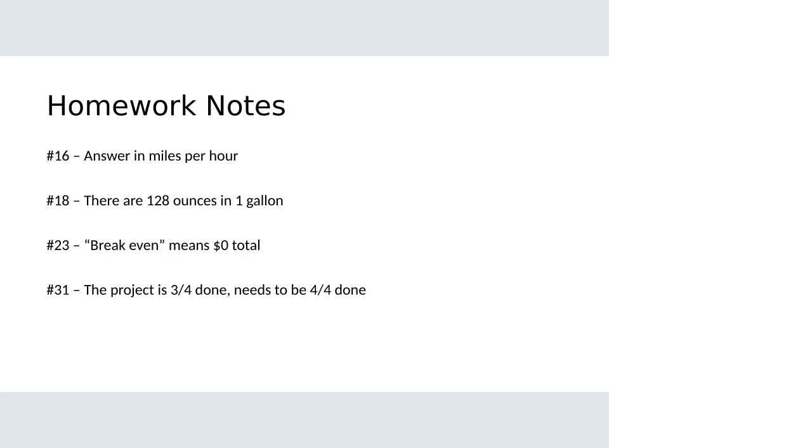Number 23, when it says break even, what that means is $0 total. They didn't win any money. They didn't lose any money. They broke even. They came out at 0. And then in number 31, the project is currently 3/4 done. And in order to finish it, we need to finish the whole thing. So it needs to be 4/4 done.